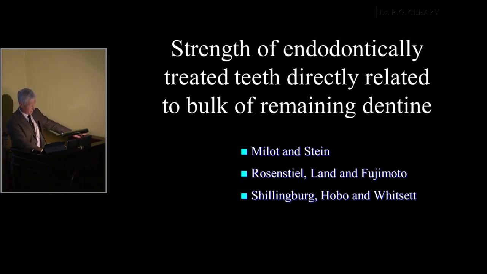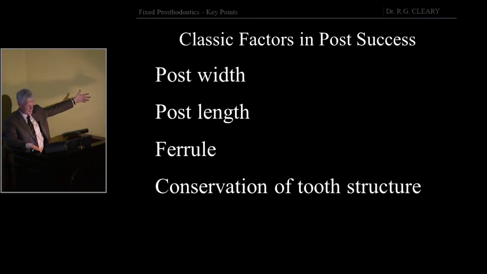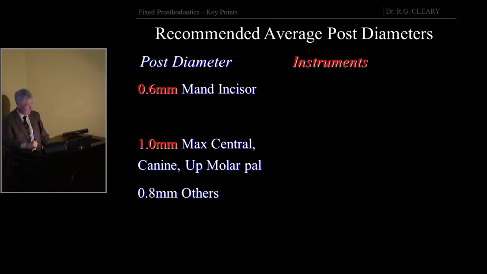Okay, let's talk a bit about posts and cores. The strength of an endodontically treated tooth is directly related to the bulk of the remaining dentine. Okay, so you keep the tooth structure because, again, if enamel is precious in porcelain veneers, in posts and cores, dentine and enamel is precious. And the more dentine you have of the crown of the tooth for your restoration, the more successful it's going to be, full stop. And now we can skip this section and go on to the next one, because if you understand that, then that's all you need to know.